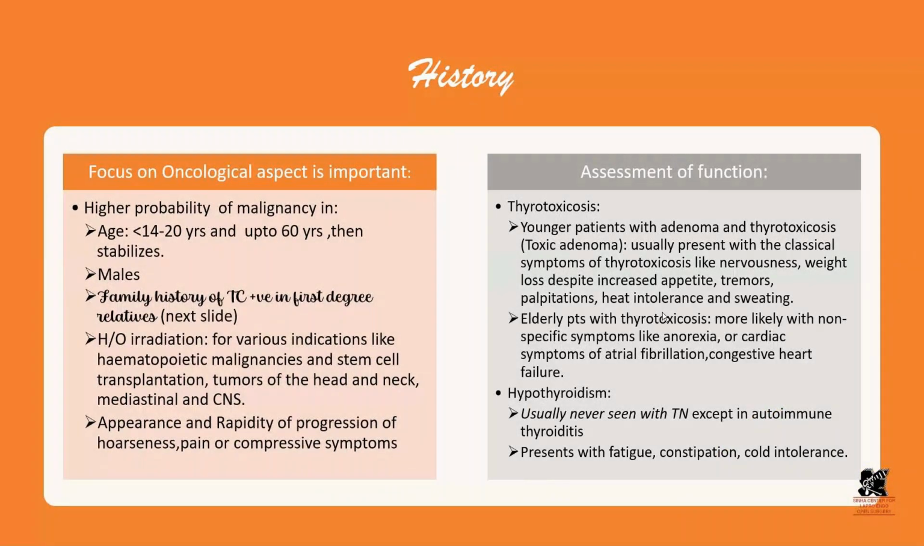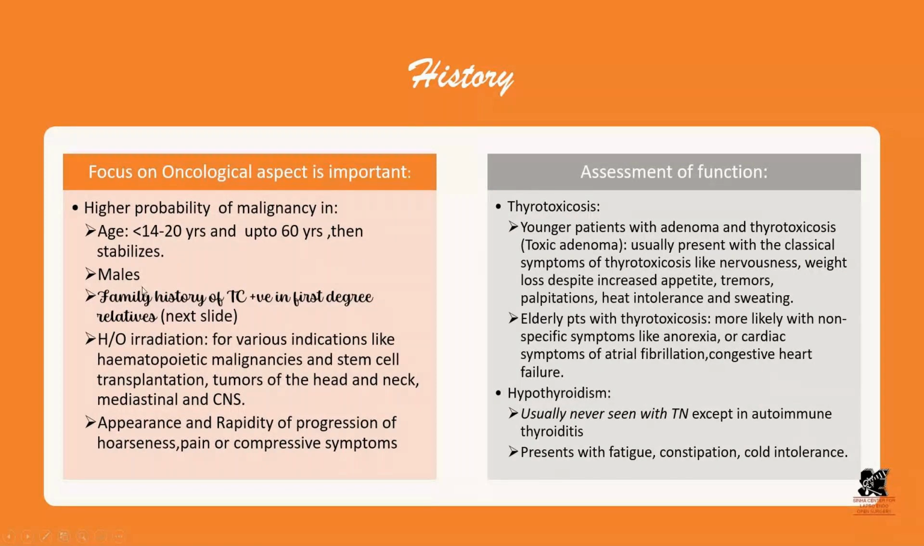Now, how do we approach this patient? We take a proper history, that is very important. And what should the history be focused on? The history should be focused on the oncological aspect. Why? Because we just now said the first concern is whether we're looking at a malignant nodule or not. And for that, the higher probability of malignancy is seen in a particular age group, less than 20 or above 60 years, and then stabilizes after 60 years.